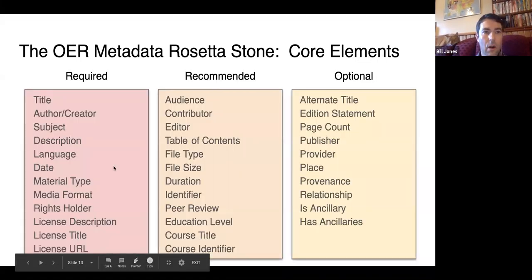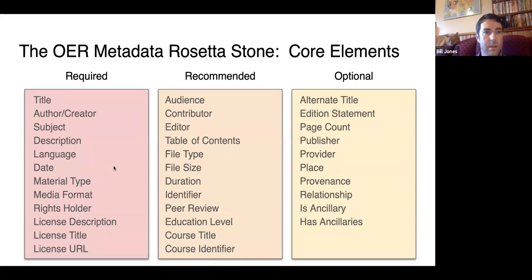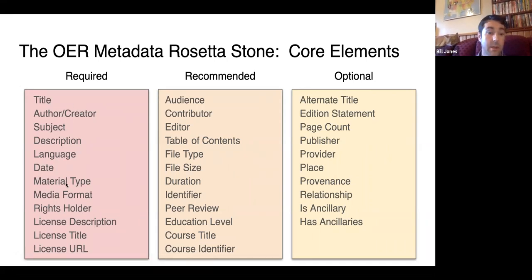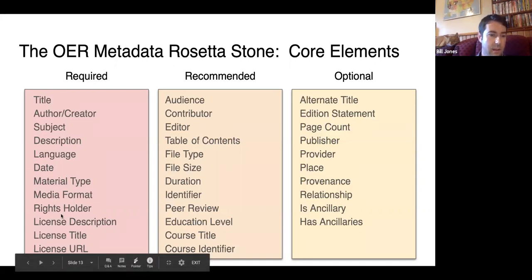And here are the elements that the group decided on. So there are 12 required elements: title, author, subject, description, the language and date, material type and material format, the rights holder, and then the licensing information: the description, title, and URL.